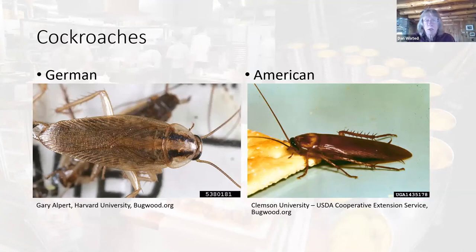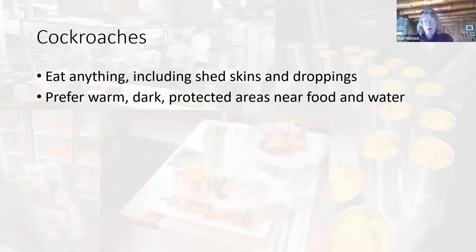We can talk about roaches, everyone's favorite insect. In food facilities, the German and American roaches are the most common. American is the really big ones, 1.5, 2 inches long, that really give you a startle when you see them. Roaches eat just about anything. I mentioned the glue and cardboard. They'll eat anything, including shed insect skins and their own droppings. And while that sounds gross, we actually use that to our advantage, which I'll mention in a few minutes.